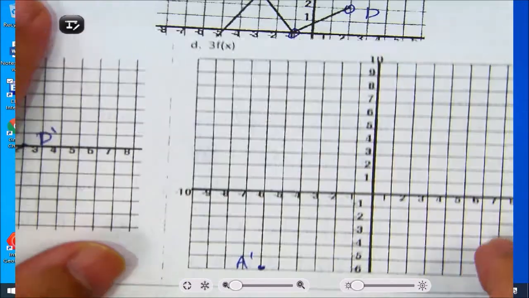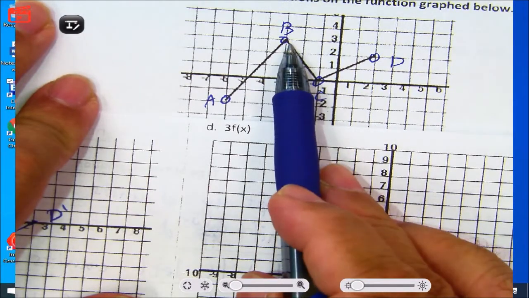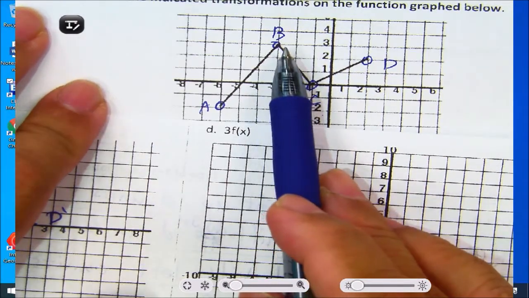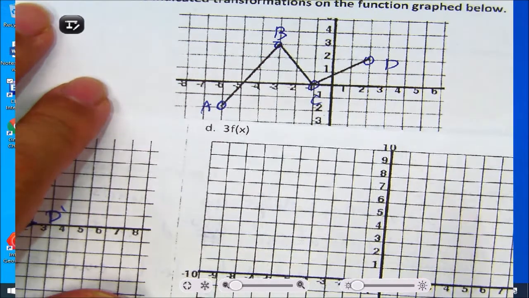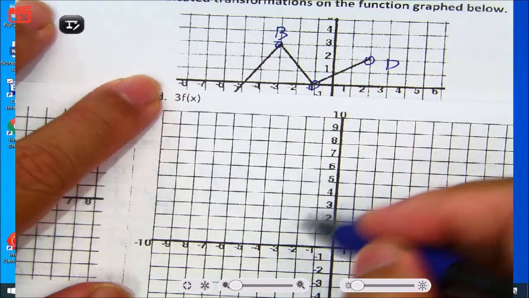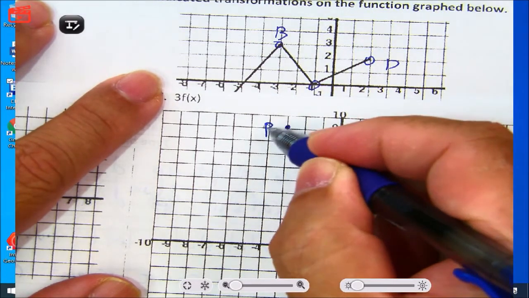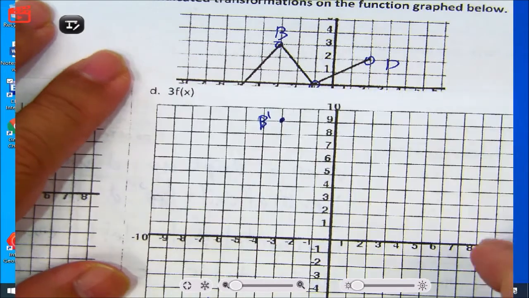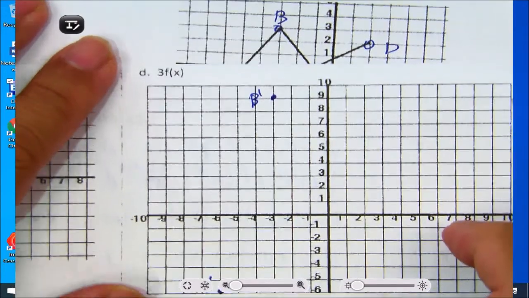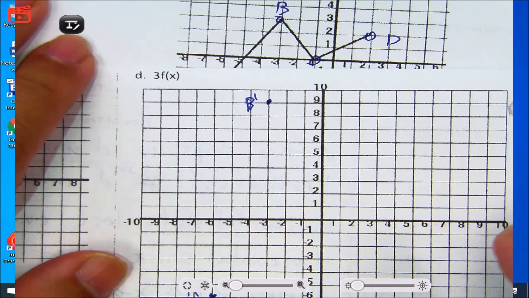Alright, B. B is at negative 3, positive 3, and you're going to multiply the y value. The y value is 3, so it's going to be negative 3, 9. Right, 3 times 3 is 9. So the x value doesn't change, it's only the y value that changes. You multiply the y value by 3.